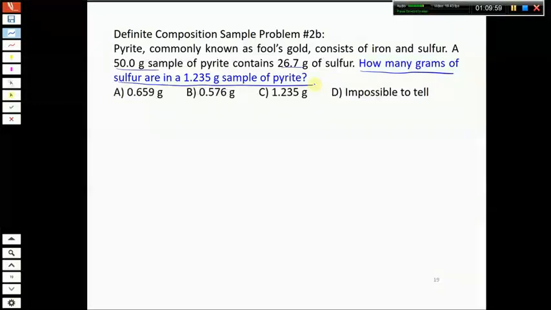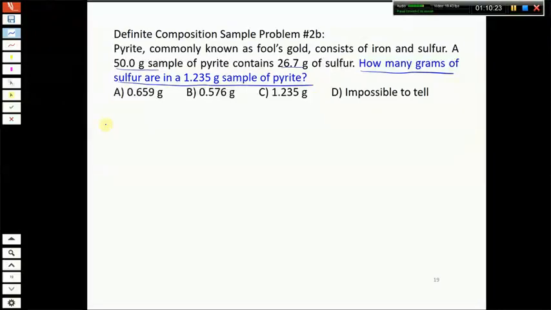As I said, mass percents apply to any amount of compound that we have. So if we have only 1.235 grams instead, how much sulfur is in there as opposed to the entire 50 grams that I gave you? In this case, we're going to use the mass ratio or the mass percent as a conversion factor. There's a couple ways we can do this.